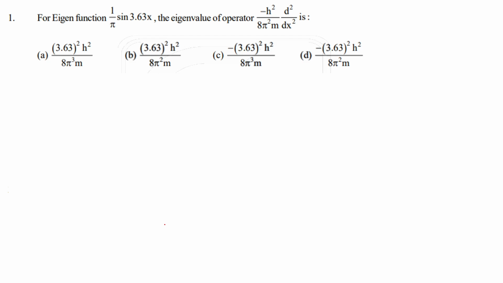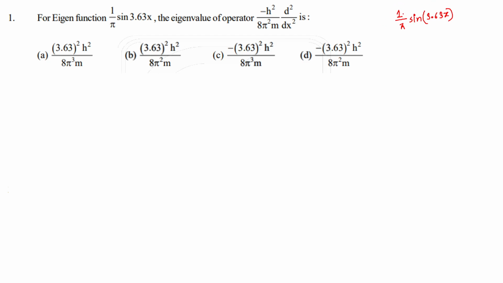So the first question is that the eigenfunction is given. So you know what is eigenfunction and what are the operators. For an eigenvalue equation, when your operator works on that eigenfunction, it gives back your eigenfunction with an eigenvalue. So here your eigenfunction is given. Let me write it here. Your eigenfunction is 1 divided by pi sine 3.6x. Suppose this is your f of x.